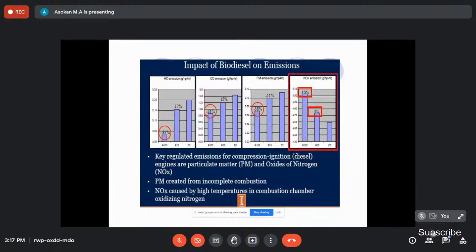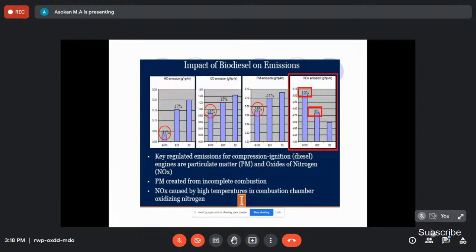Then how to reduce the NOx? There are many techniques, right? EGR, the exhaust gas recirculation system, selective catalytic reduction techniques, right? And adding some additives. Like that we can reduce the NOx emissions. But the performance parameters are almost equal. There is nothing different. Biodiesel and diesel give almost the same efficiency. There is not much difference.